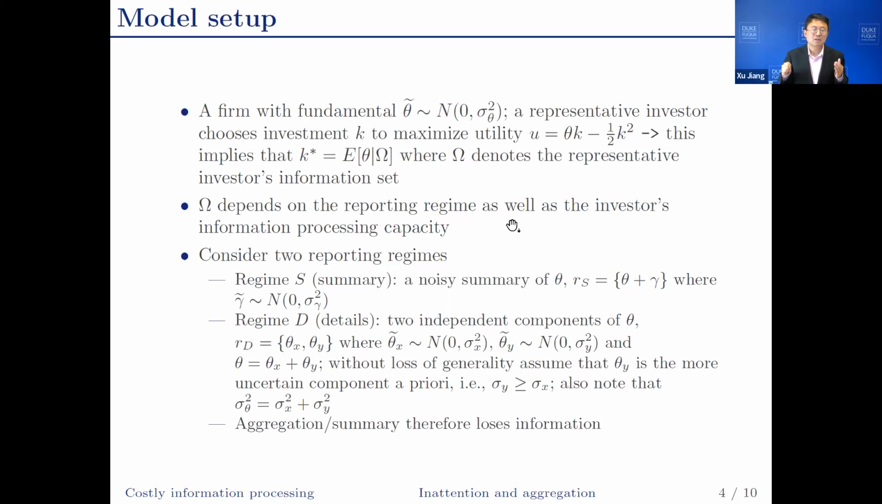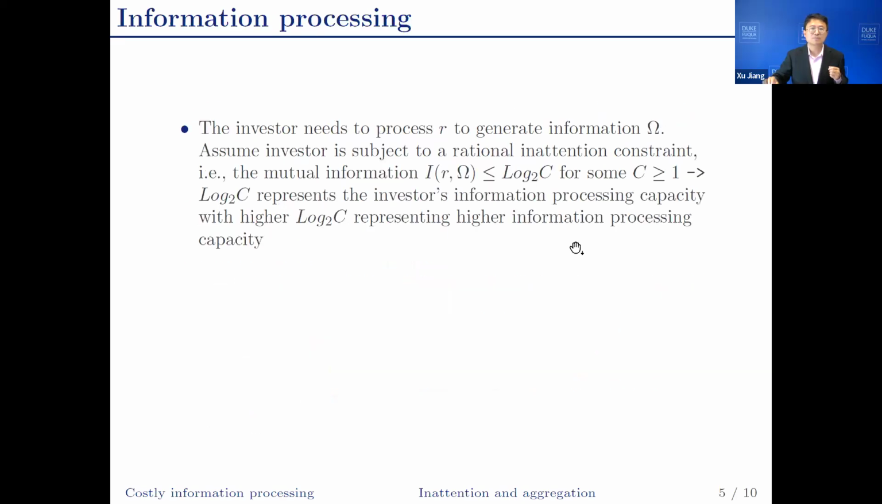As you can see here, aggregation provides strictly less information, because in the details regime, theta x and theta y give you information about theta. But in the summary regime, you don't know theta. You only know theta plus gamma. So if investors have infinite information processing capacity, they would prefer the details regime.